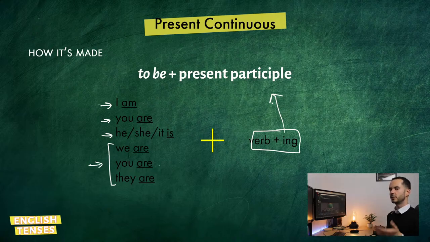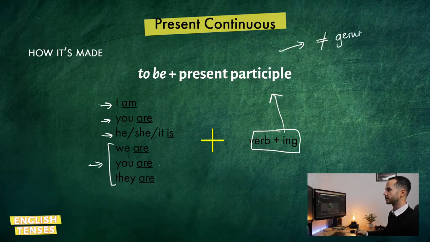Now, if you're someone who thinks, wait, isn't there something else that's also verb plus ing? Yes, that's a gerund. We're not going to look at gerunds now because gerunds are a very specific type of language use. But in this case, it's not the same as a present participle. Right, so there's a difference between gerunds and present participle. A present participle is not the same as a gerund.